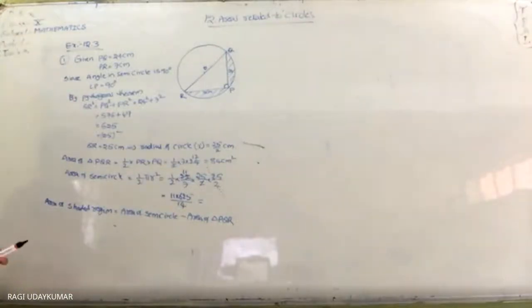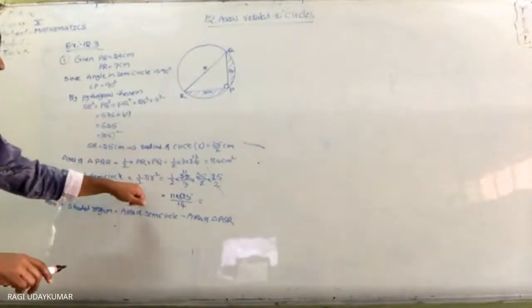Did you understand here? Yes? Sir, I did not understand the last part. Which one? This one. Area of the circle.